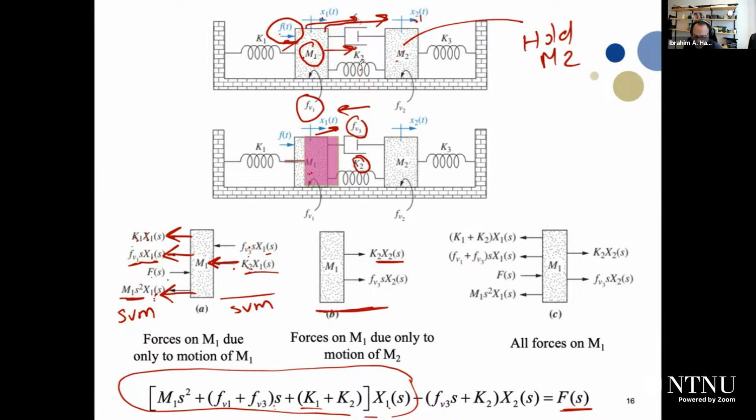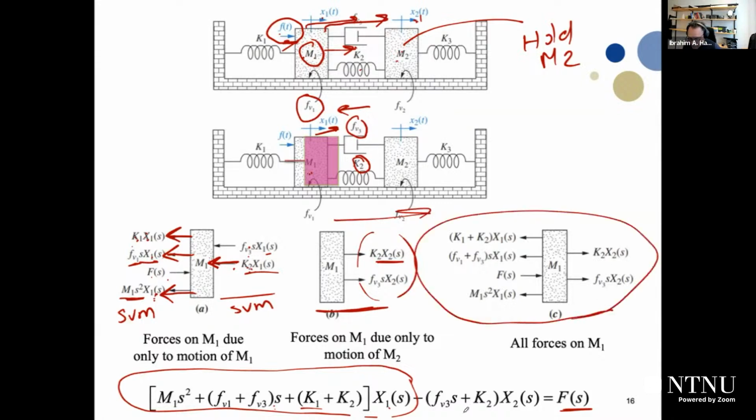Also, we have this damper. It will generate a force called FV3 multiplied by X2 of S. And those two will generate a force which will try to drag M1 to the right side. We will put all forces together in one figure, combine all forces, and write the equation. Right? This is the equation.